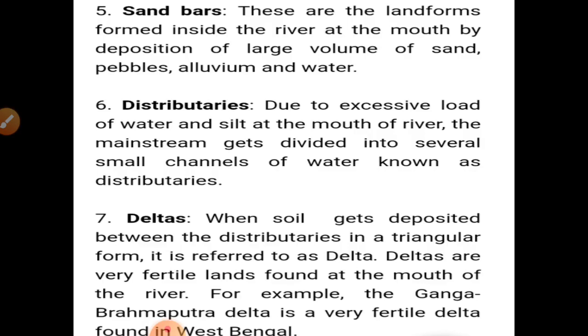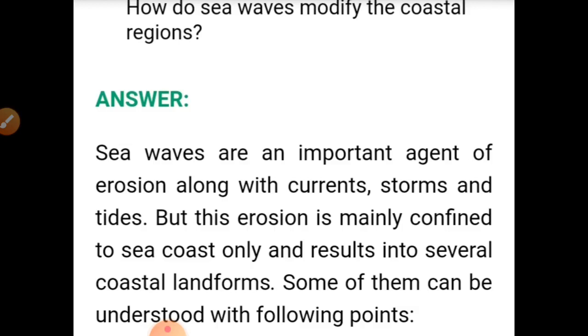Next one is: how do sea waves modify the topography of coastal areas, or how do sea waves modify the coastal region. So sea waves are an important agent of erosion along with currents, storms and tides, but this erosion is mainly confined to the sea coast only and results in several coastal landforms. Some of them can be understood with the following points.